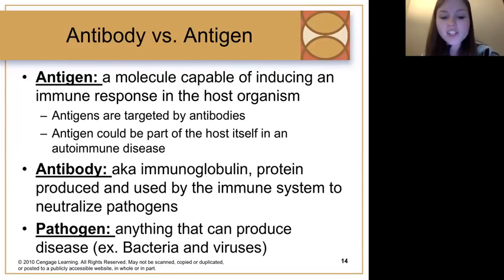So a pathogen is just anything that can produce disease. So for example, bacteria and viruses. So just to keep that straight, a pathogen can produce disease. An antigen is just anything that can trigger an immune response.